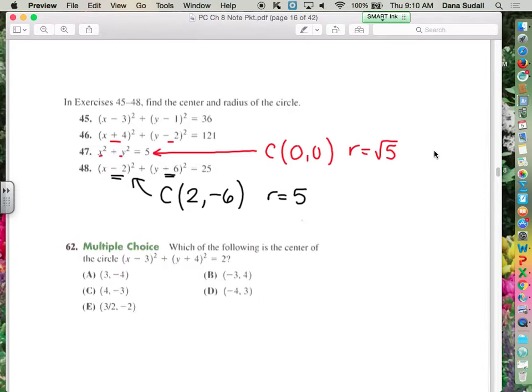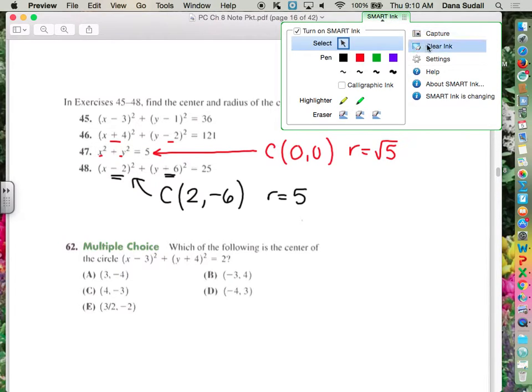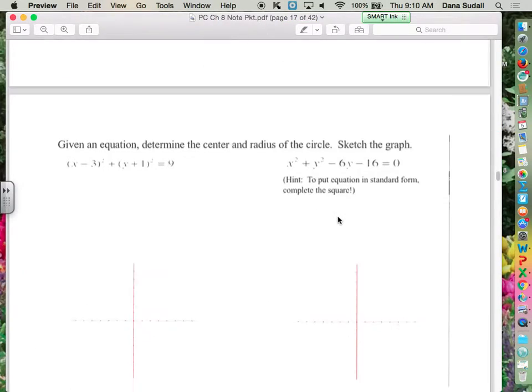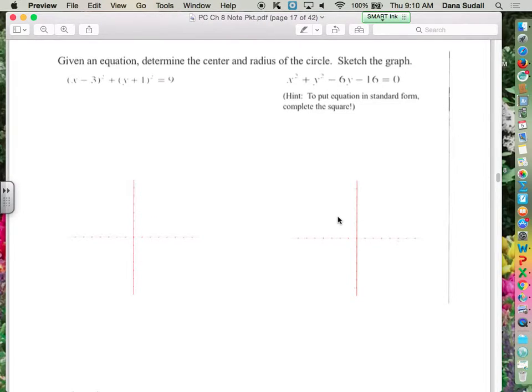Let's look at the next page. We won't do all of the problems. Do a little bit of sketching with these too. So on the next page there, the first example is the same thing that we just did. We're just going to go through and graph it. So let's find the center first. Will be positive 3 and negative 1. Radius is square root of 9, which is 3.